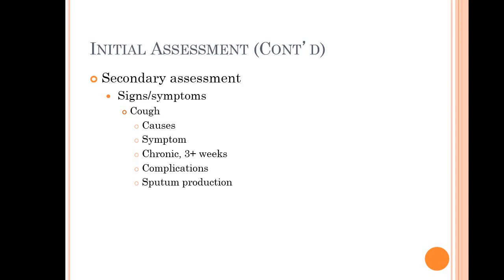Now we should talk about coughs. It's kind of important. We have to ask, is there actually anything they're coughing up? Is there sputum production? What color is it? Is there any blood in it? How long has it been going on? Like if there's blood, that's going to be a complication where they're just coughing way too hard, way too much.